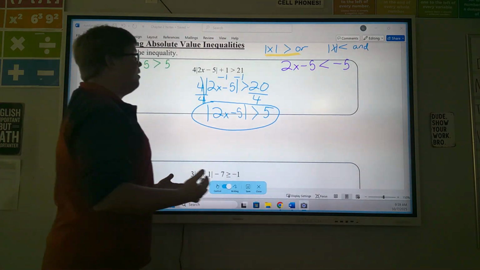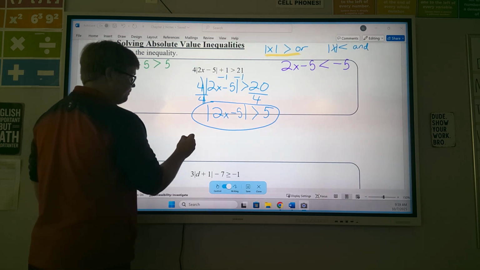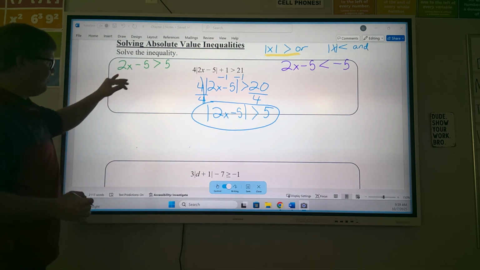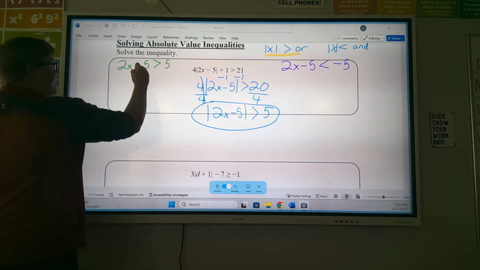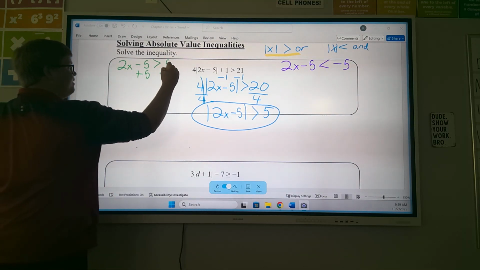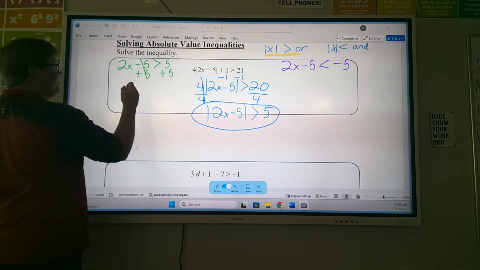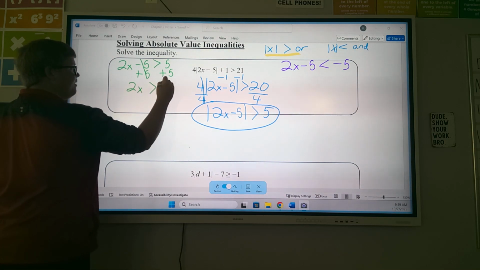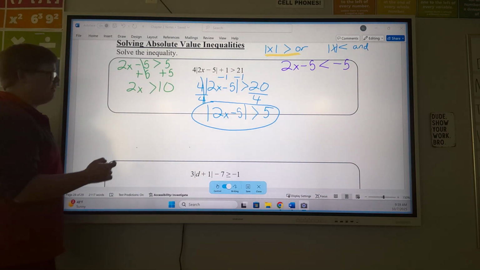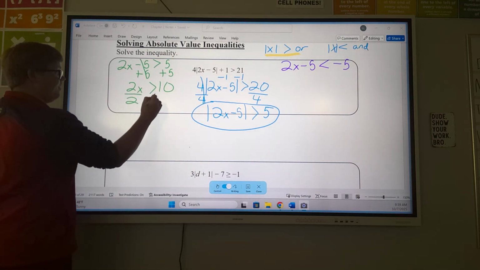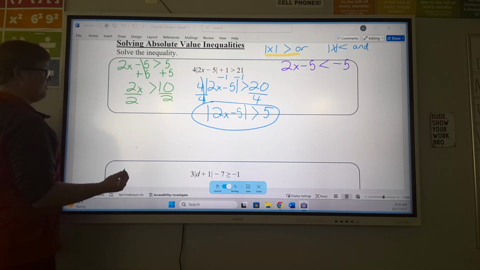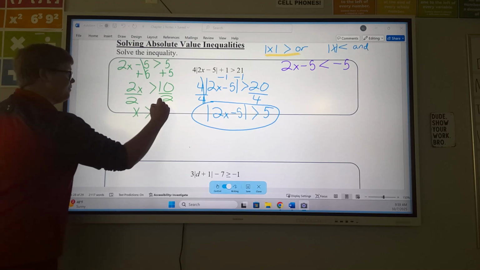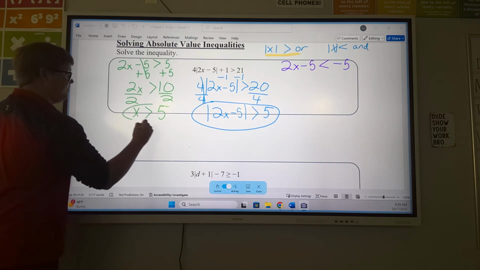Okay, now we solve both equations individually. The one on the left, our original equation, all we have to do to get x by itself is add 5 to both sides, which cancels that out. We have 2x is greater than 5 plus 5, which is 10. Now to get x by itself, we have to divide by 2. And we are left with x is greater than 5. That is one of our answers.